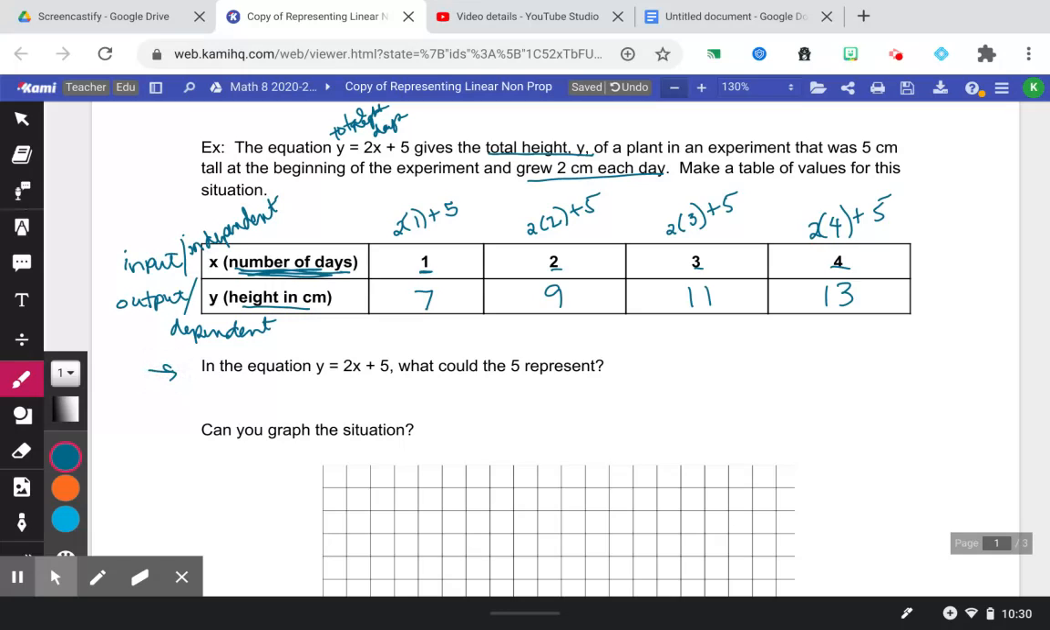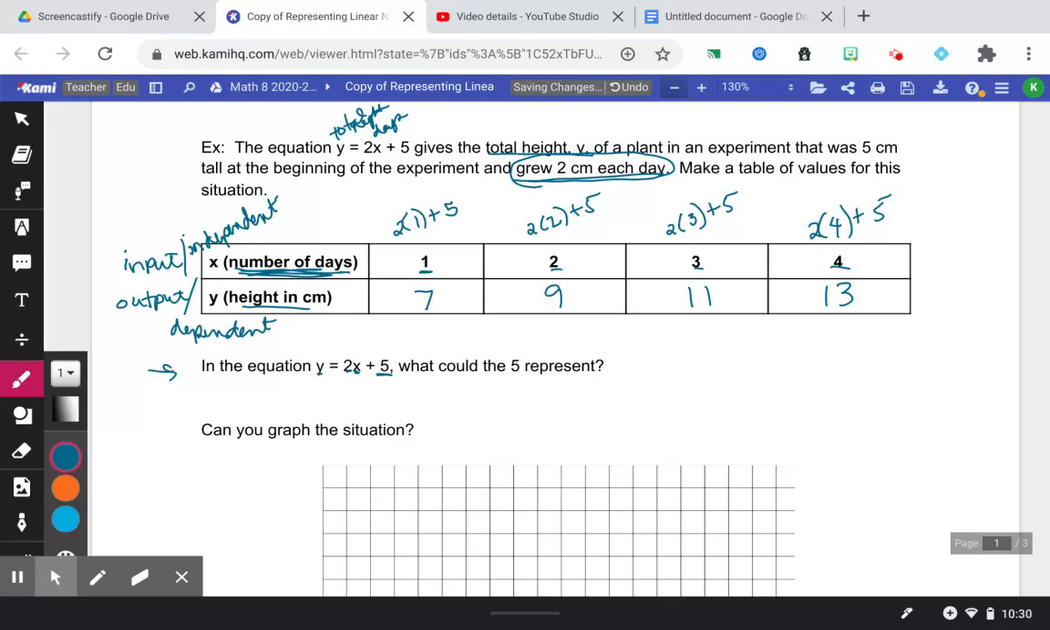Right here, it says, in the equation y equals 2x plus 5, what could the 5 represent? Let's think about this. We know y is the total height. We know x is the days, and we're multiplying it by 2. Why? Because in our word problem, it said the plant was going to grow 2 centimeters each day. So 2 times however many days have gone by. Well, what's this plus 5 then?